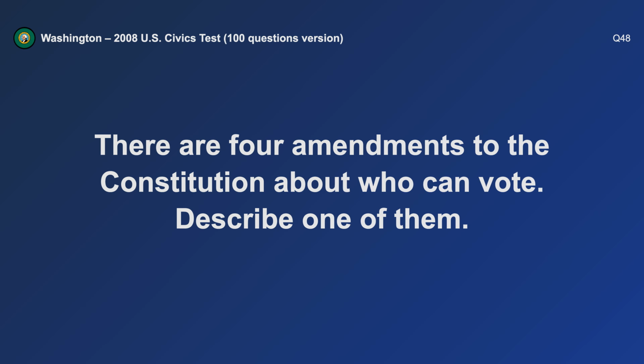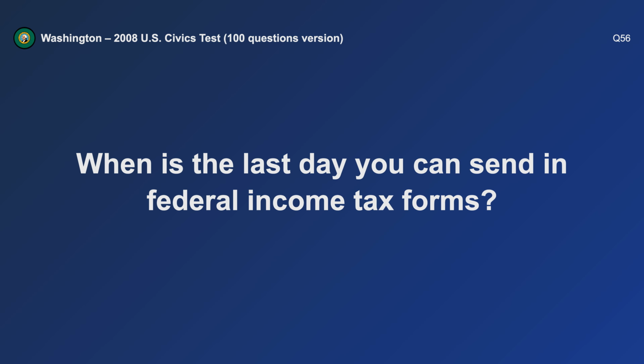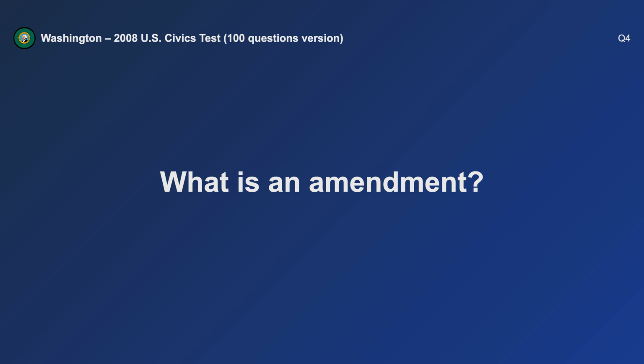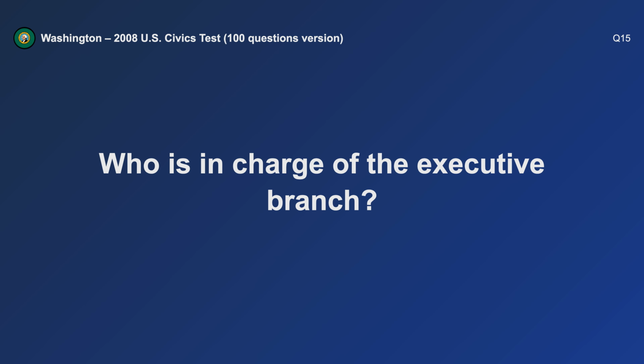There are 4 amendments to the Constitution about who can vote. Describe one of them. Any citizen can vote. When is the last day you can send in federal income tax forms? April 15th. What is an amendment? A change to the Constitution. Who is in charge of the executive branch?